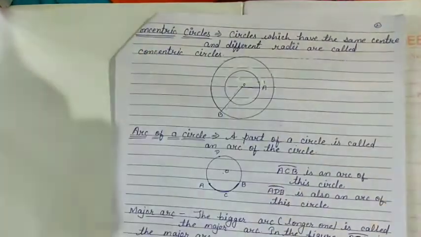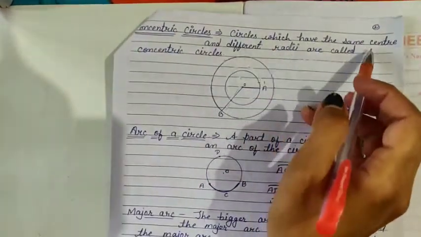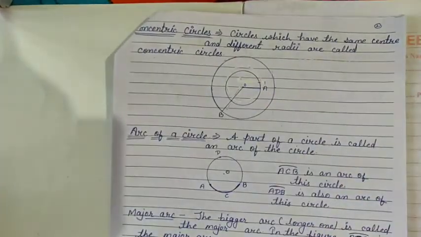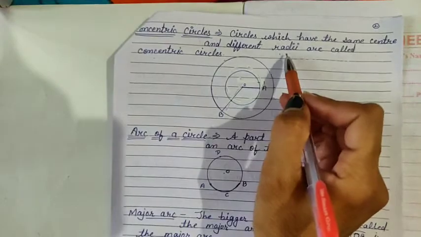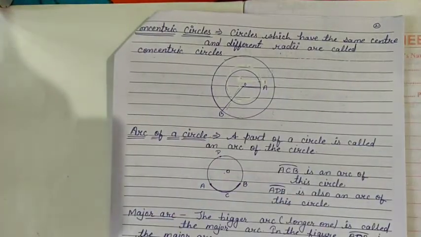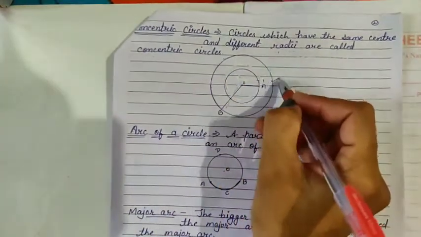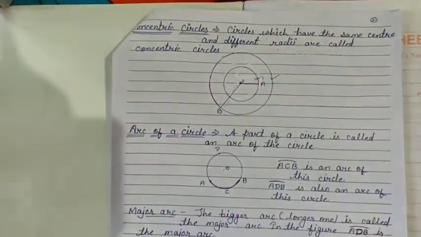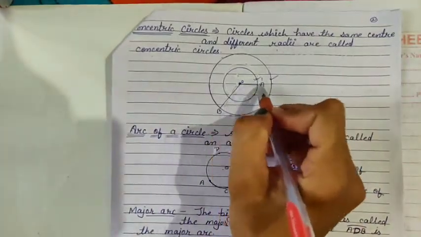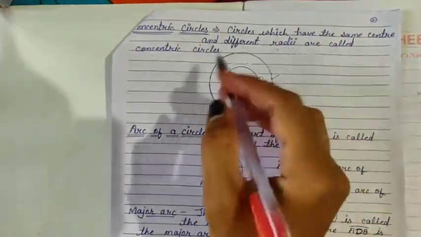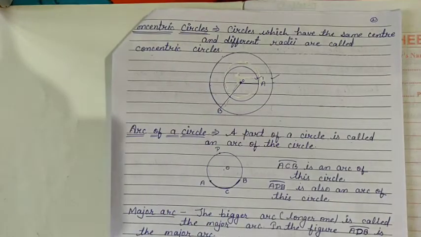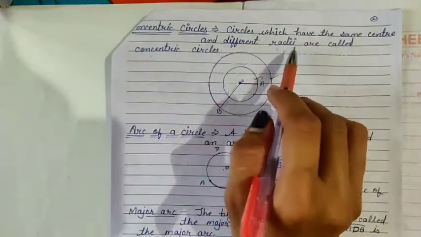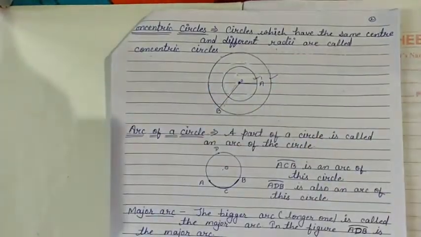Now, concentric circles. Circles which have the same center and different radii are called concentric circles. Friends, radii is the plural of radius. These are two circles, this one and this one. The centers of these two circles are the same, but the radii are different. So these two circles are called concentric circles. Circles which have the same center and different radii are called concentric circles.